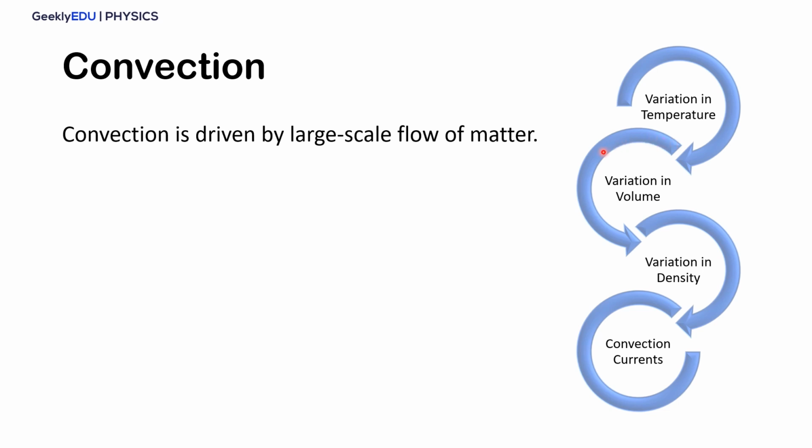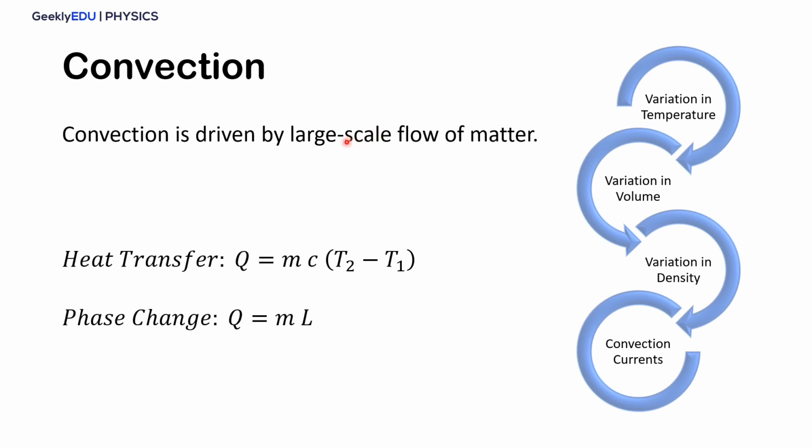The hot air has a lower density and it tends to go up. On the other hand, if we cool the air, we have this variation in volume, so we have a bigger density, and the cold air tends to go down, and this creates these convection currents. We can calculate convection using the heat transfer and phase change formulas.